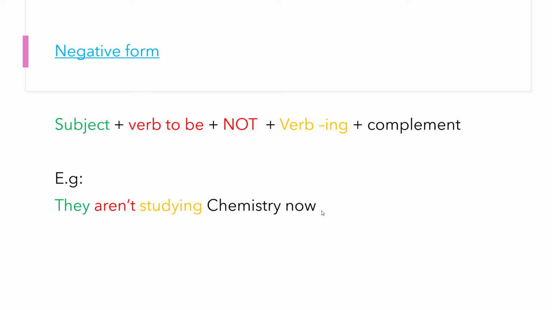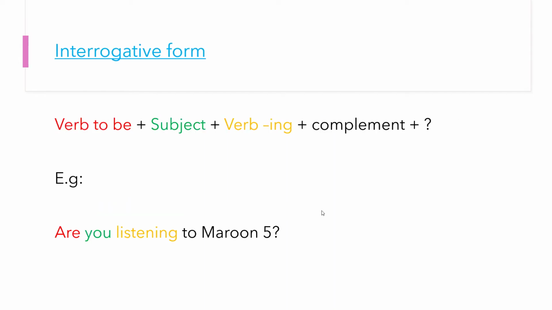And finally, the interrogative form, the questions with present continuous. Okay, this time you have to use the verb to be first, then the subject, then the verb with the ing form, and finally the complement and the question mark. Okay, look at the example.